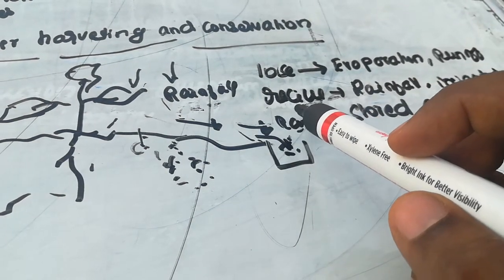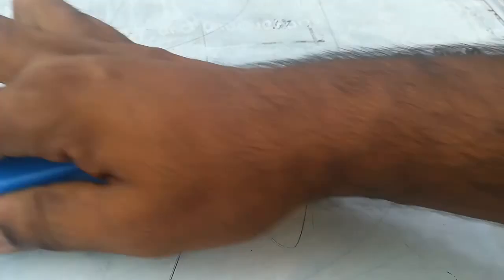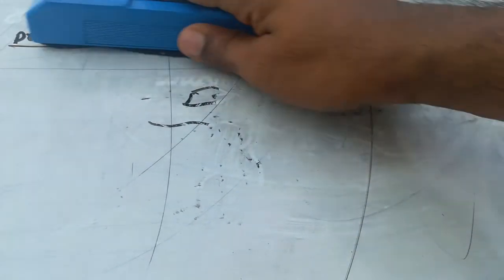And received water, as I said, is rainfall, irrigation and stored soil water. So how can we manage water effectively? What are the key principles of effective water management? That we need to discuss here.